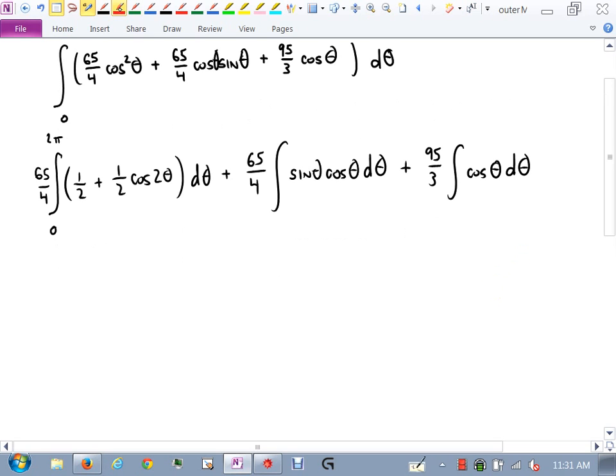All right, here's the antiderivative. I have 65 fourths, 1/2 what? What's the antiderivative of 1/2 with respect to theta? 1/2 theta, right? And then the antiderivative of cosine 2 theta is 1/2 sine 2 theta, but then there's a 1/2 out here already, so it becomes 1/4 sine 2 theta. Is that all right?